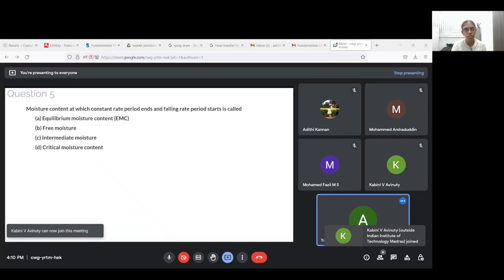Moving on to the next question. The moisture content at which the constant rate period ends and the falling rate period starts is called equilibrium moisture content, free moisture, intermediate moisture and critical moisture content. So any clue? Yeah, the answer is D.